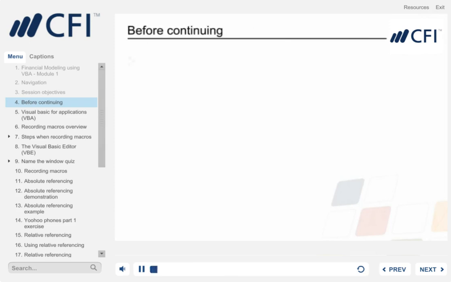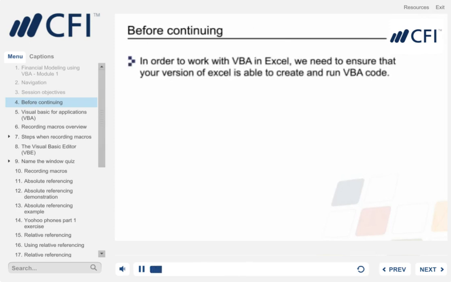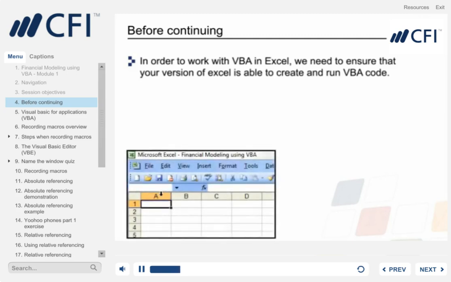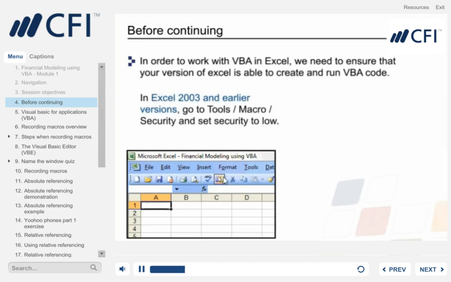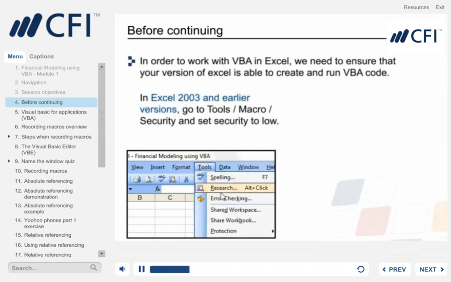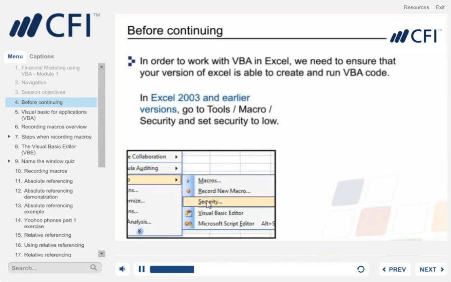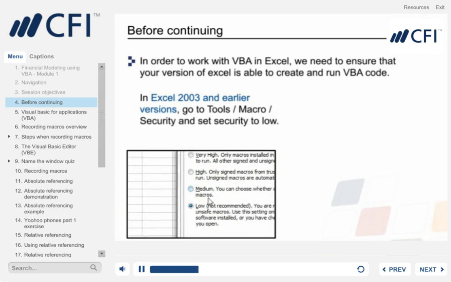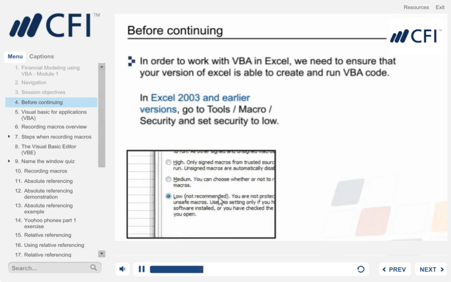Before we begin, in order to work with VBA, we need to ensure that your version of Excel will allow you to create and run VBA code. In Excel 2003 and earlier versions, you need to go to Tools, Macro, Security, and set Security to Low. Alternatively, in Excel 2003, you can go to Tools, Options, Security, and then click on Macro Security.